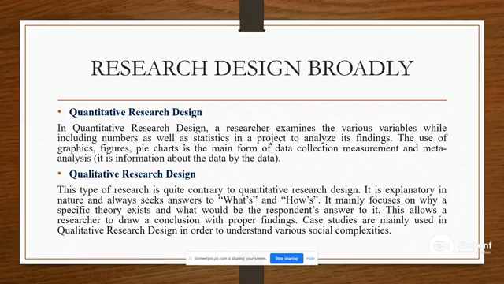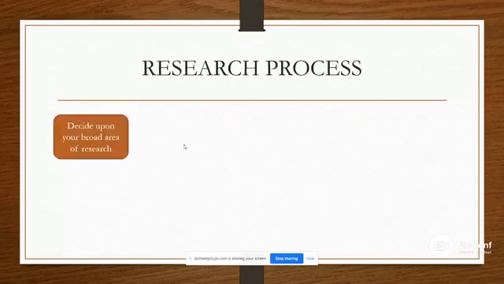I will express my feelings and emotions, and you ask the 15 other people, you compile the data, you analyze it. That means you are doing qualitative research. Now, next we will be moving on to the research process.